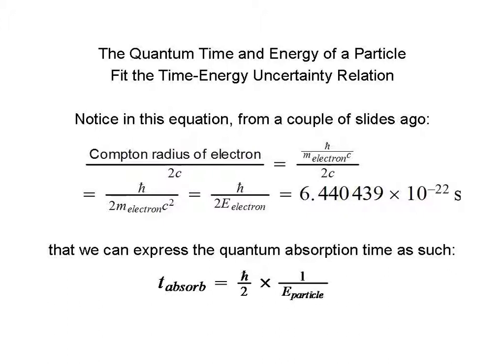Notice in this equation from a couple of slides ago that we take the Compton radius of the electron, divided by 2c, and we get h bar over 2 times the mass of the electron times c squared. But mc squared here would be the energy of the electron. That is, we can express the quantum absorption time as h bar over 2 times 1 over the energy of the particle.